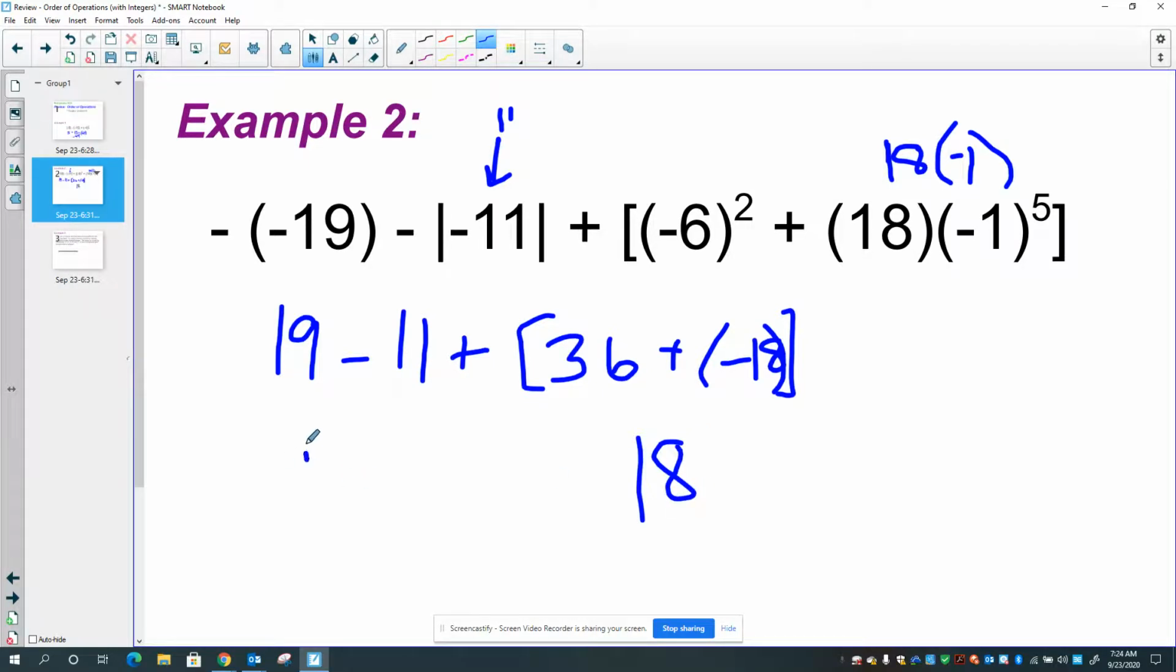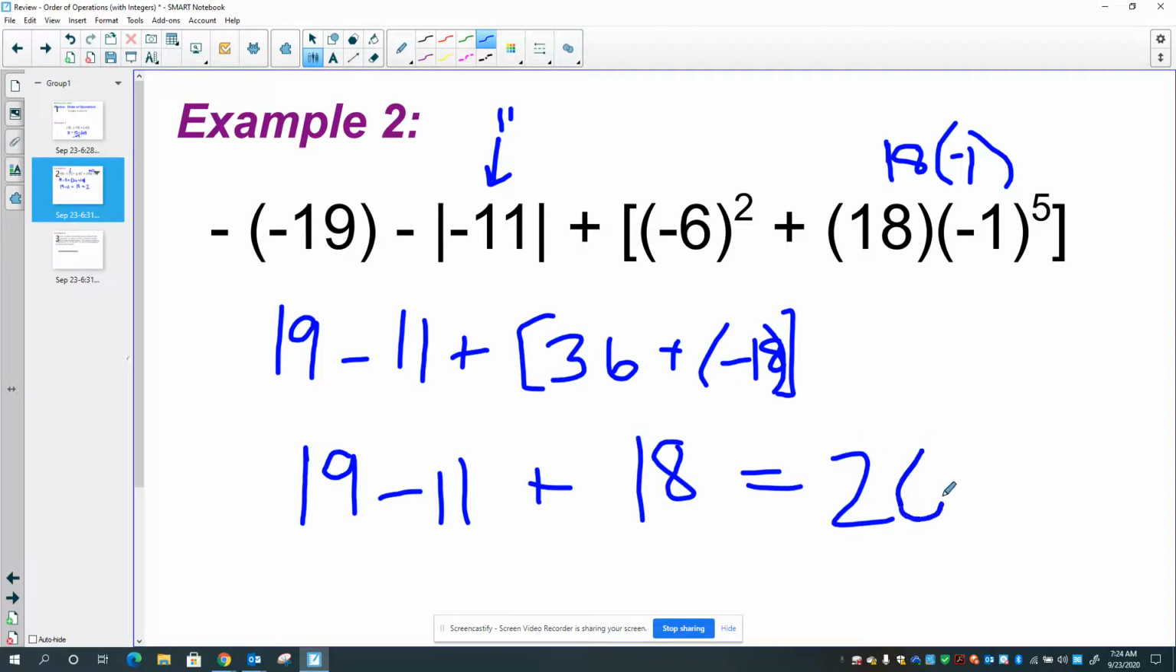And now we bring the rest of this down. 19 minus 11 plus 18. So we've taken all of this and got it down to this. And now I think this will finish pretty easily. 19 minus 11 is 8. 8 plus 18 gives us a grand total of 26.